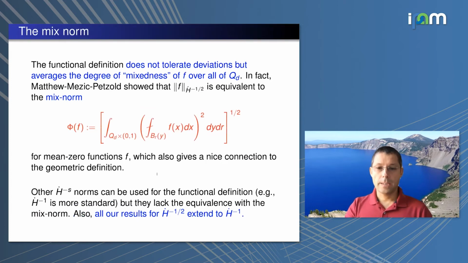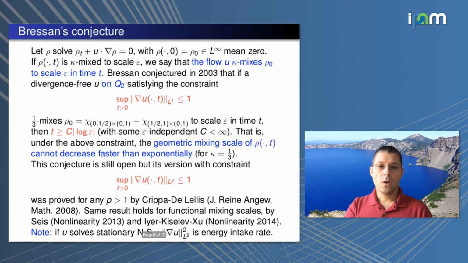Okay, and so as I said, why do I use H^(-1/2)? Well, H^(-1) is maybe more standard, but actually all the results with H^(-1/2) that I will talk about will also hold for H^(-1). And H^(-1/2) has this advantage that it is related to this mix norm by Mathew, Mezić and Petzold. And that's a very convenient way to track this functional mixing scale through the mix norm.